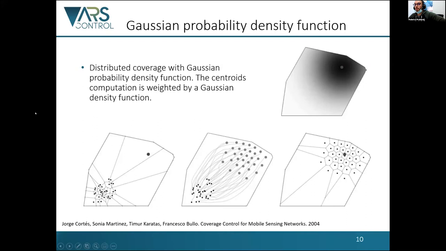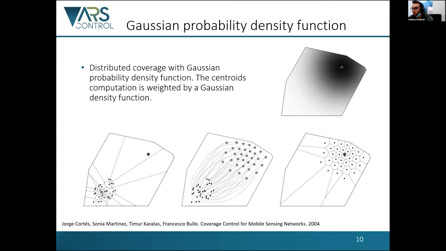Coverage-based control in general can be improved using a non-uniform probability density function for the centroid computation. In fact, we can define a Gaussian probability density function in order to weight the centroid computation and make the group of robots converge to a determined area. This is a very useful tool in a real scenario application because we can define an area of interest inside the environment to make the robots converge to it, in order to explore this area better.